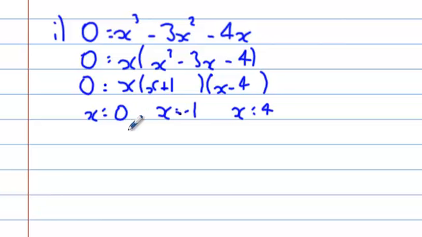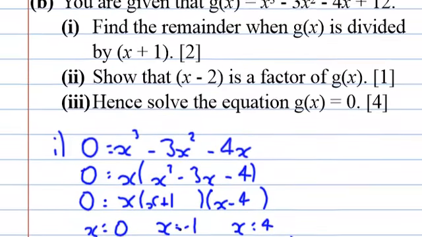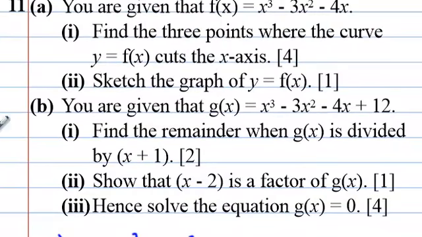As for the coordinates, I need to substitute those x values back into the original function, work out the y values, which give me the coordinates of 0, 0, negative 1, 0, and 4, 0. Of course you don't really need to substitute back in, you know they're all at 0, but it does ask for the 3 points, so we've got to quote the full coordinates for that.